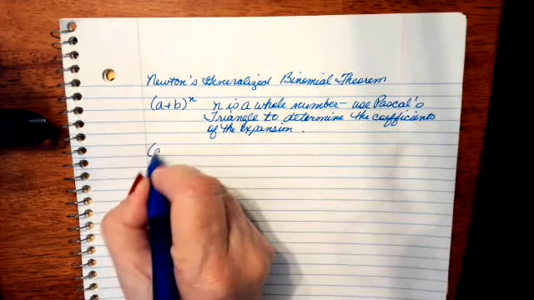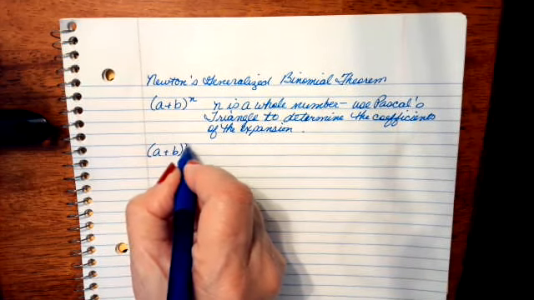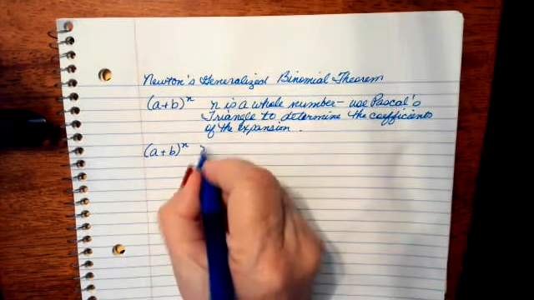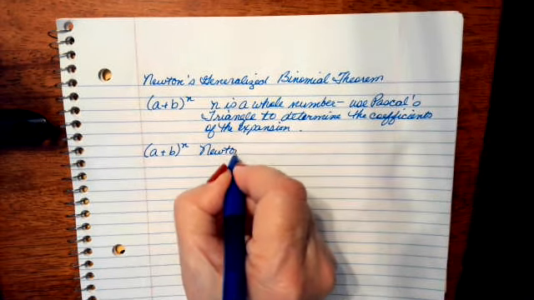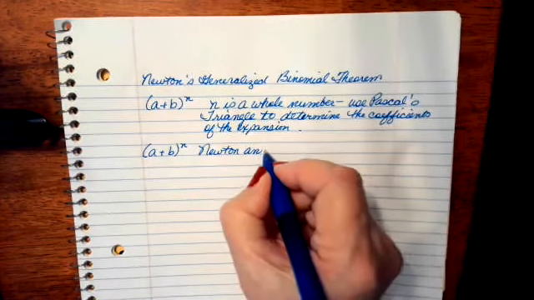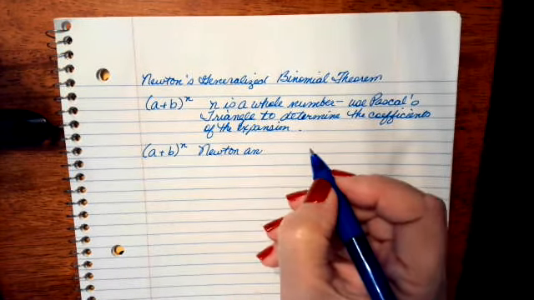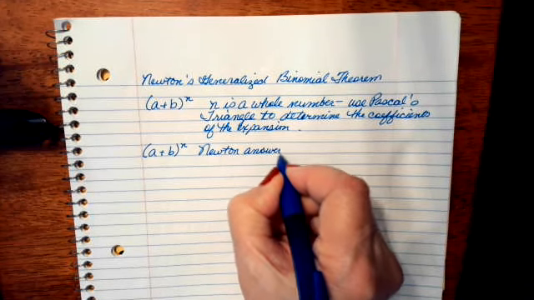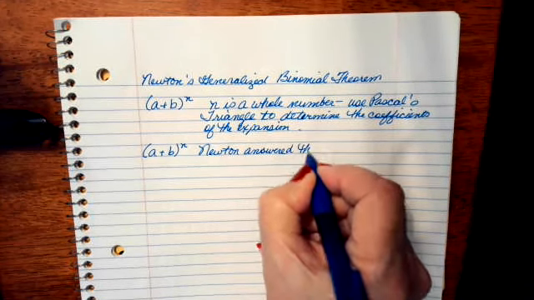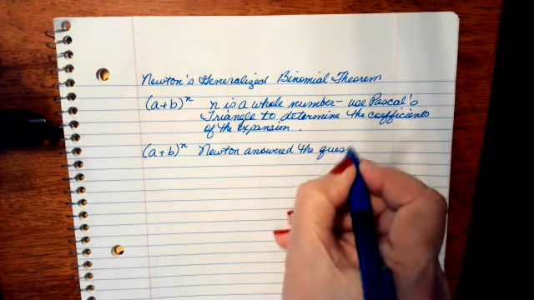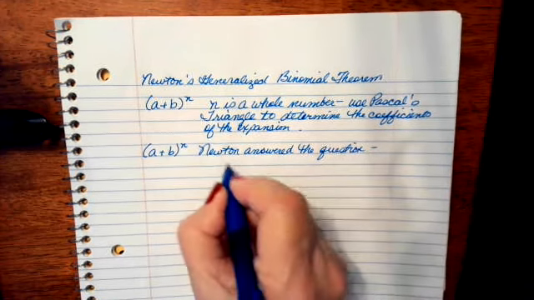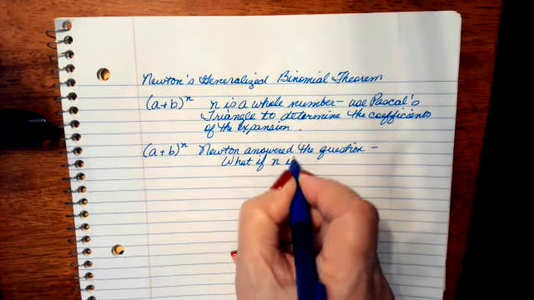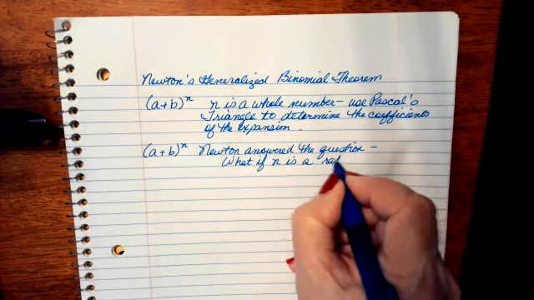Okay, but what about a plus b to the nth power, where n is a rational number? So Newton answered the question, what if n is any rational number except for 0? Well, yeah, any rational number. Answered the question, what if n is a rational number?